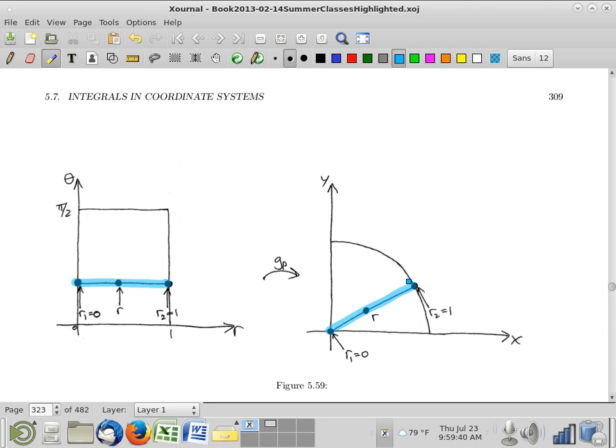Yeah. So what's the range of values of R? Well, R starts at 0 and ends at 1.